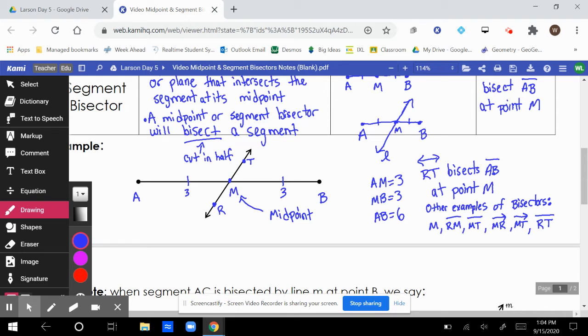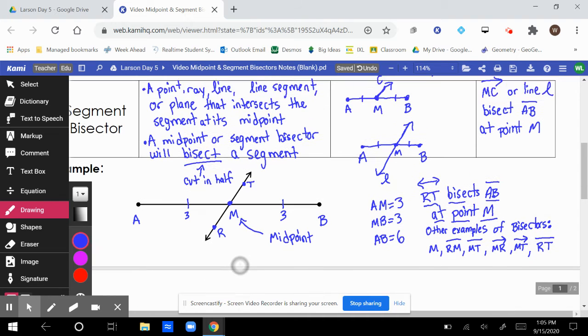Okay, so M is the midpoint, but also that line RT is a segment bisector. So you could say over here on the right, line RT bisects segment AB at point M. Okay, but line RT wouldn't be the only example of a segment bisector here. M, the midpoint itself, is a segment bisector. Line segment RM, line segment MT, ray MR, ray MT, also line segment RT. Okay, so there's a lot of ways that you could have named the segment bisector here.